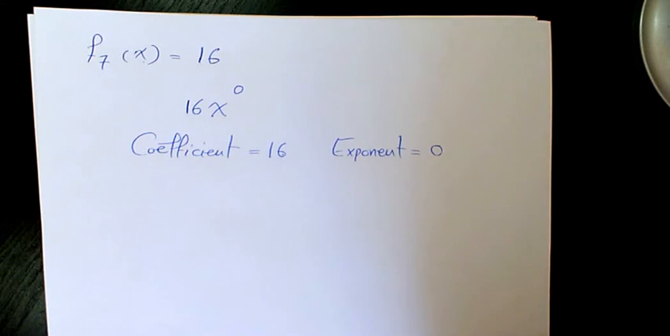So that's why it's a constant number. It's not depending on the value of x, because it's x to the power 0. So these are the examples of power function.